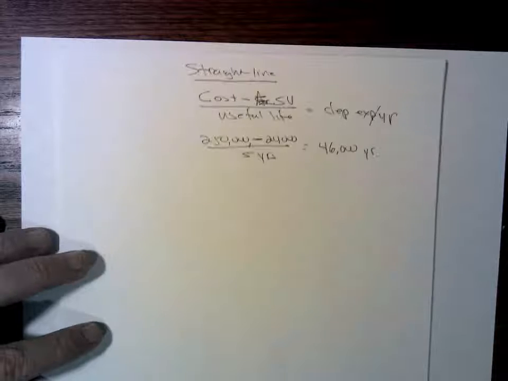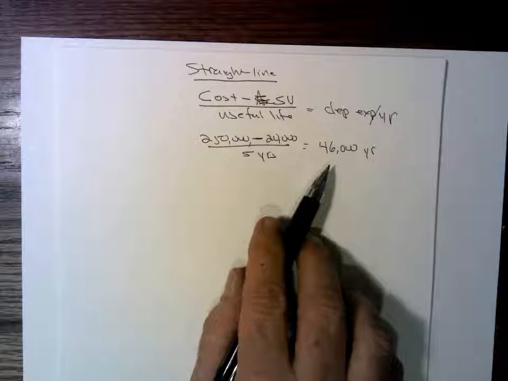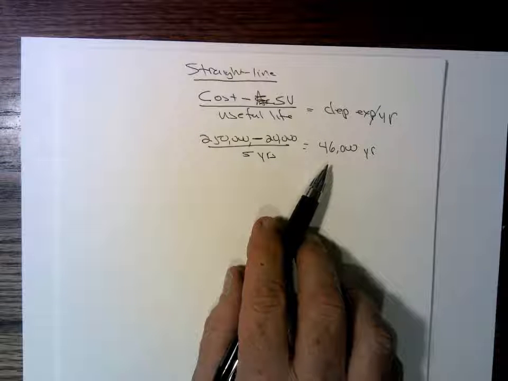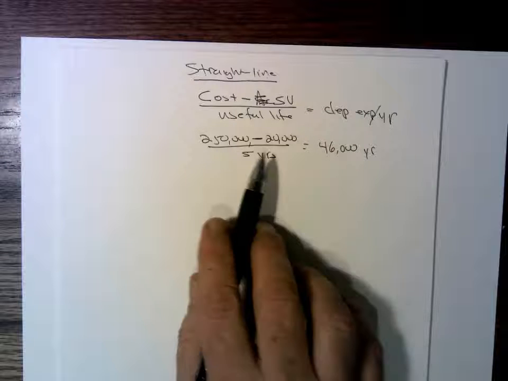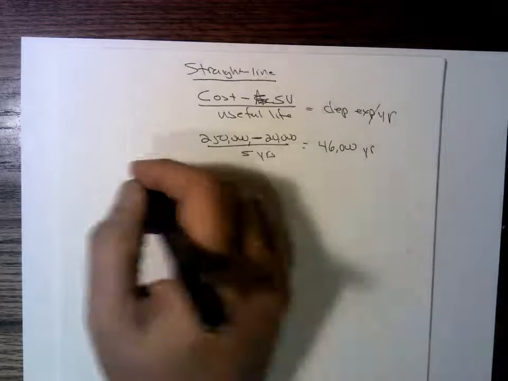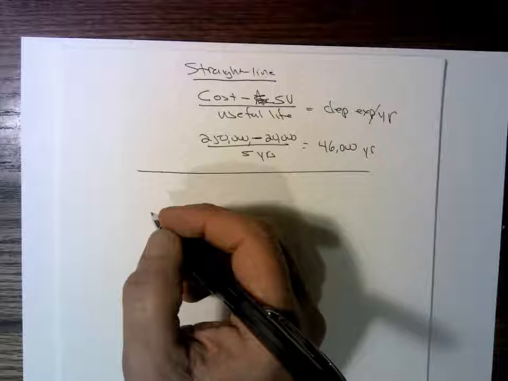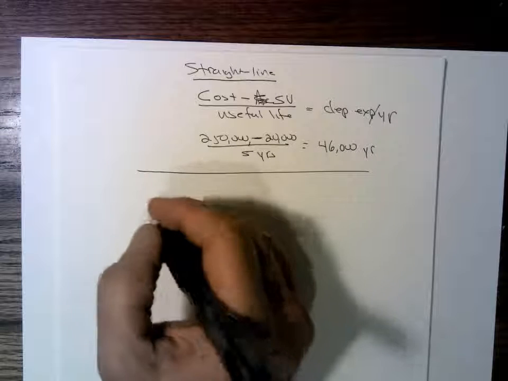So now we know that we're going to depreciate this thing by $46,000 per year. And we're going to look at this on an annual basis, right? So remember, what do we do with that $46,000? We put it back into that adjusting entry at the end of every year that deals with depreciation expense debit, accumulated depreciation credit, right? So that's what we do with that.